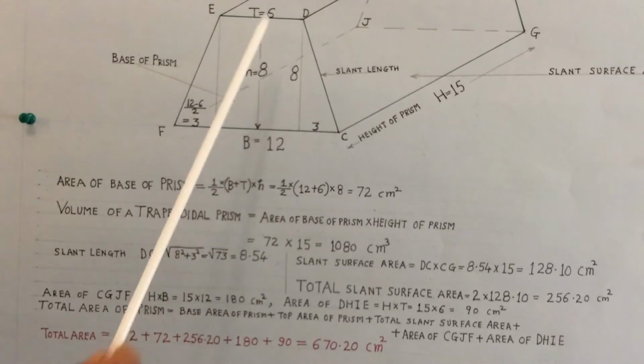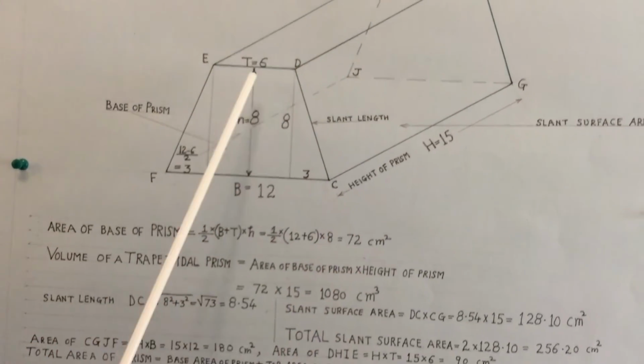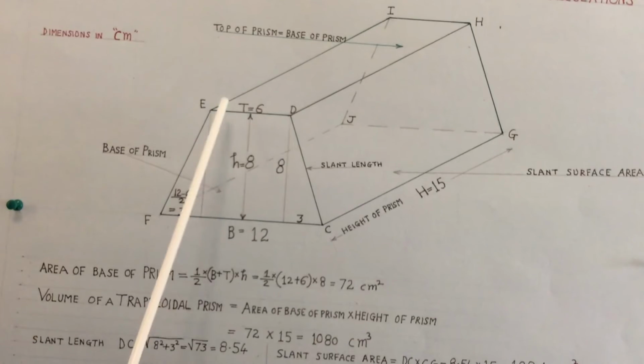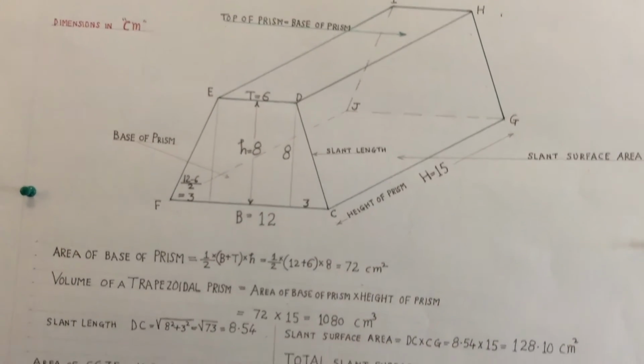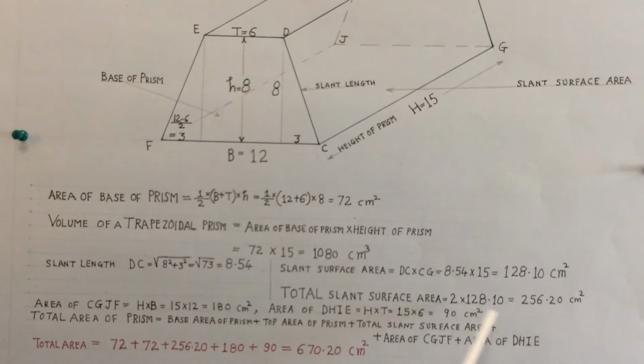Now similarly, we have to calculate this top area. So this we have to calculate by multiplying this 6 with 15. 15 into 6, 90 centimeter square.